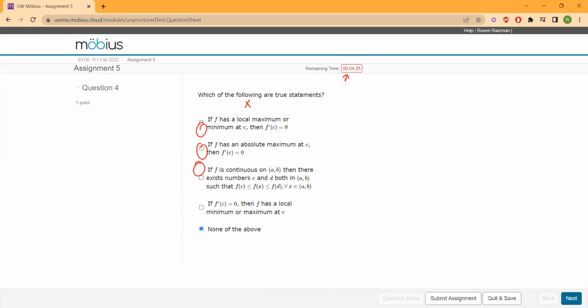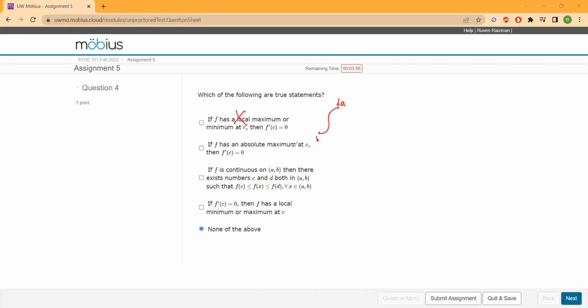Next. So which of the following are true statements? If f has a local maximum or minimum at c, then f prime at c is equal to 0. This is not true because if, for instance, we have something like this at a and b, then over here your derivative does not exist, but it's still a local max, and this is still a local min, so that's why this is not true.